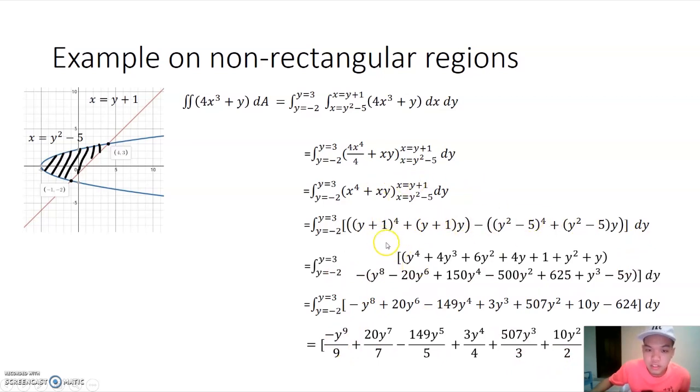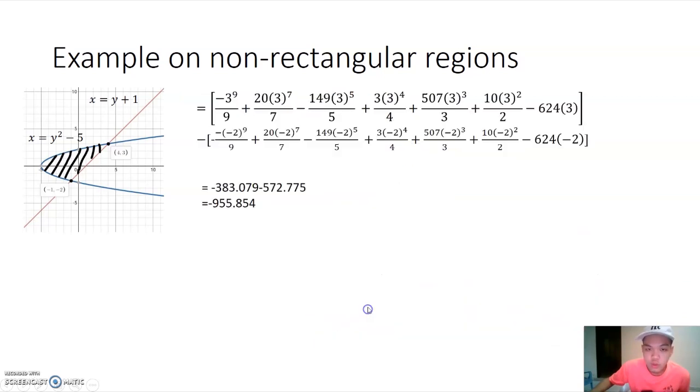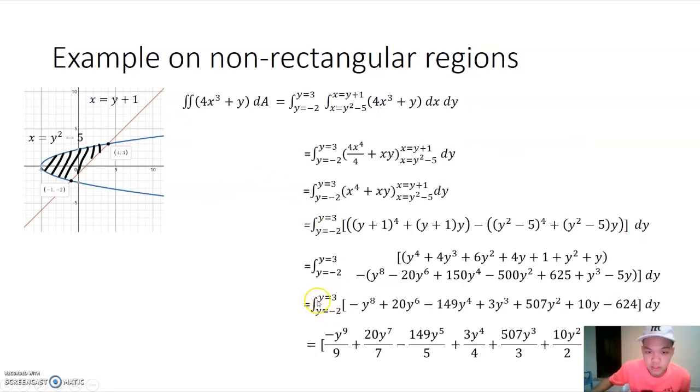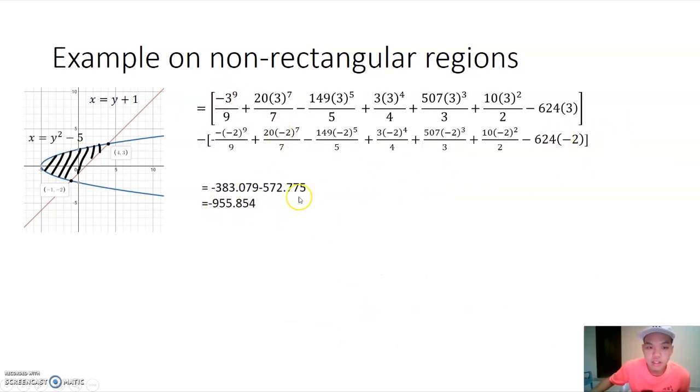After the dx integration is finished, we will integrate dy. In the same way, we continue to integrate the question, and after the integration is done, we will substitute the values y equal to 3 and y equal to -2. Like this, and finally we get the final answer. Okay, thank you.